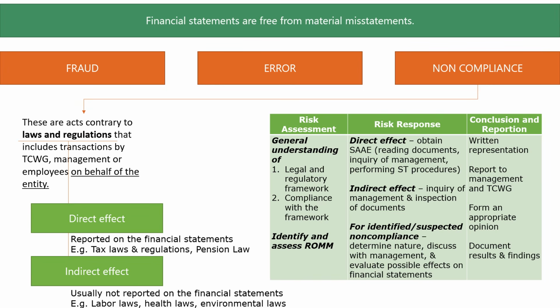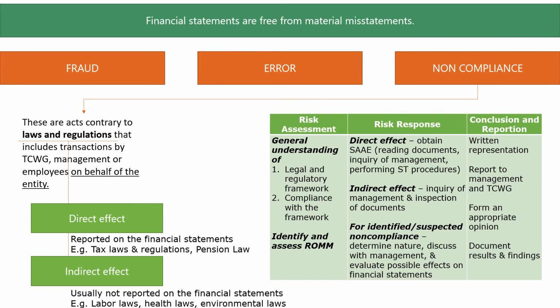Now, in terms of risk response, if the illegal act has a direct effect, then the auditor is responsible to obtain sufficient and appropriate evidence. This would include, for example, reading documents, reading correspondences, inquiry of management, including the performance of substantive procedures. This is also one of the reasons why we do send a letter of confirmation to the client's legal counsel. So that's in case of direct effect illegal acts.